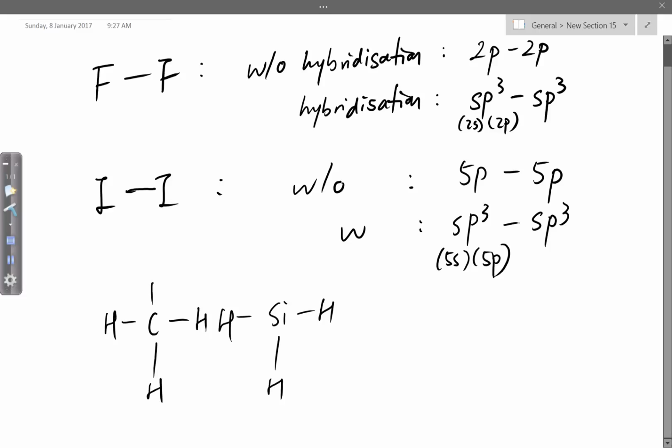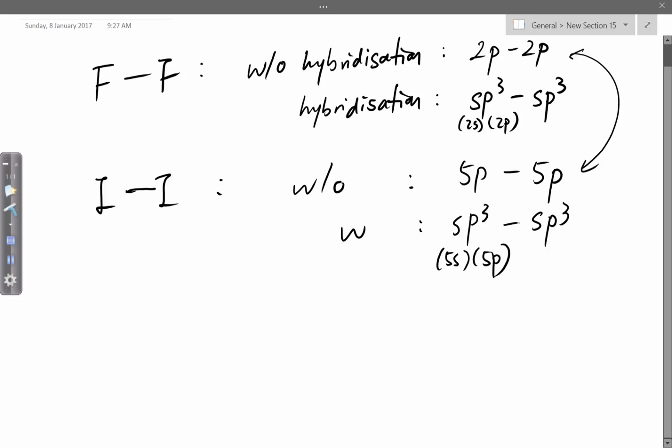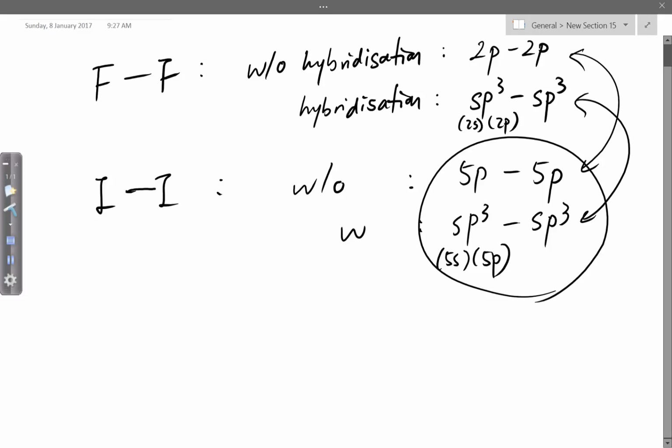Even though they have the same hybridization state, the orbitals involved in the hybridization are not the same, right? You should know from your atomic structure that no matter which pair you are comparing, these orbitals are always bigger than those, as illustrated there, which means that the overlap is very diffused. Another way you can explain is that for iodine, if this is my nucleus, the electrons are further away from the nucleus, so the attraction is very, very weak.